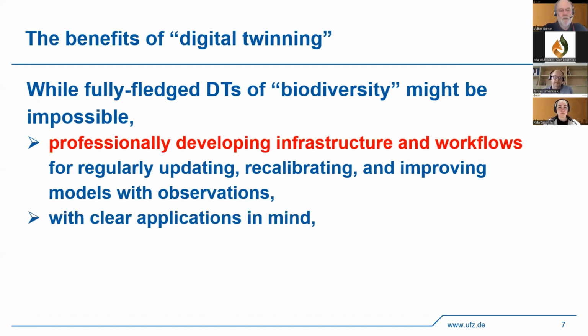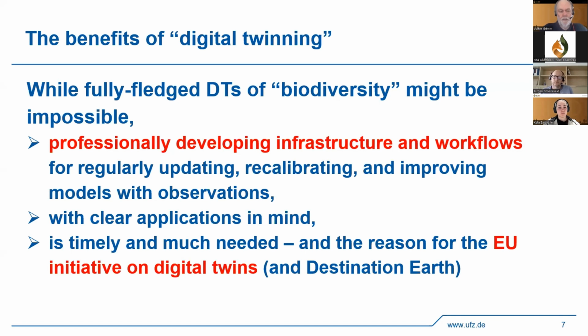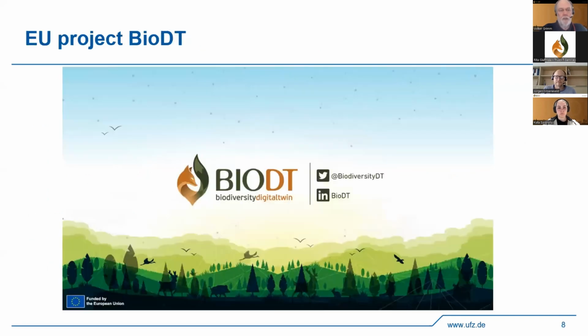And of course, to do this with a clear application in mind, not just for a journal paper, but really think about the people who are going to use it, who actually need support from this model. And this is very timely and much needed. And that's the reason for these EU initiatives on digital twins and the overall campaign of Destination Earth, or DestinE, of the EU. So digital twins are currently being developed, or prototypes of them, for the ocean, for the climate, and for biodiversity. These are the three pillars. So let's now come to the specific EU project BioDT.